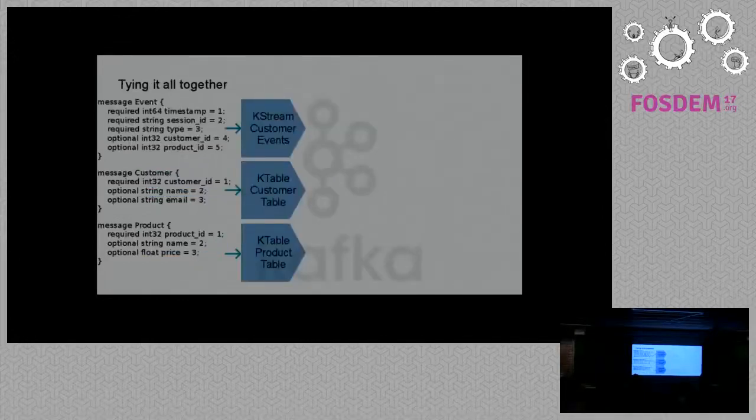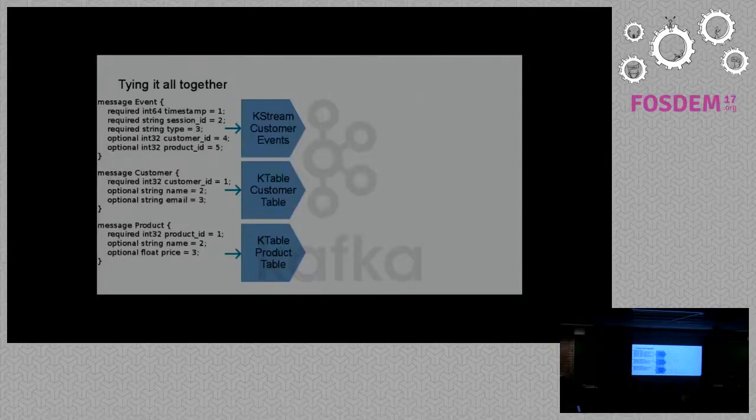Here we have 3 different systems that emit events to Kafka. So for example, a web service that writes log events to a stream, so log events from your website, for example. In there we have a timestamp field, a session ID, and a type, like, okay, user looked at a product, or a customer put a product in the shopping cart. And then we have the optional fields customer ID and product ID.